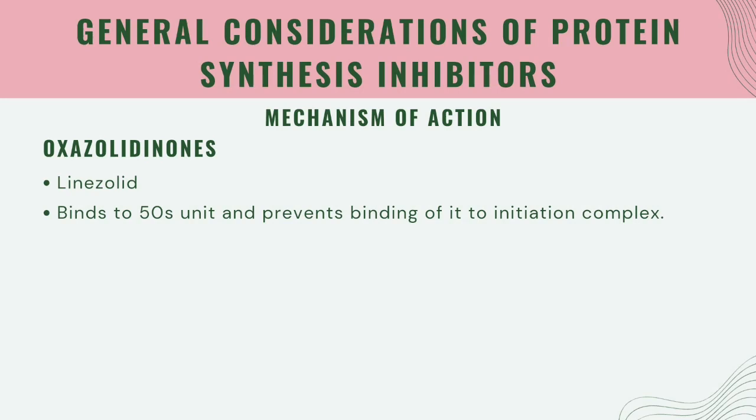And lastly, oxazolidinones. Linezolid, a representative of oxazolidinones, binds to the 50S subunit of the bacterial ribosomes. By binding to the 50S subunit, linezolid prevents its interaction with the initiation complex, which is crucial for the initiation of protein synthesis. This inhibition ultimately halts the initiation of protein synthesis, leading to bacterial growth inhibition and death.